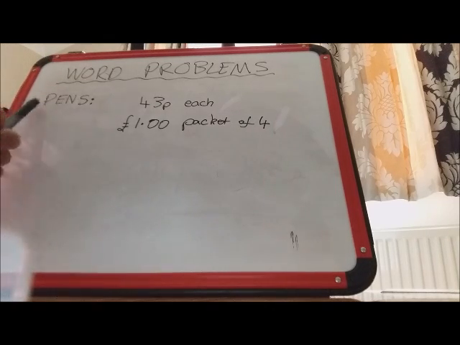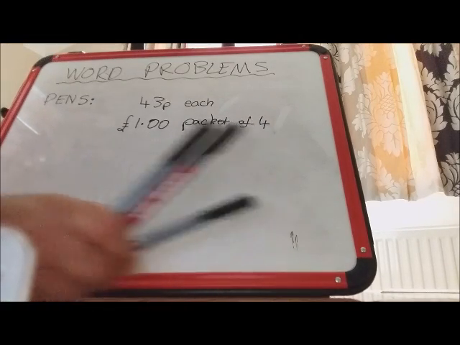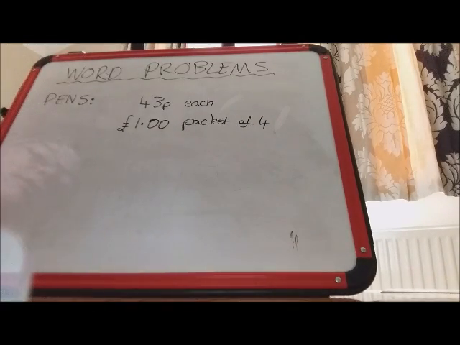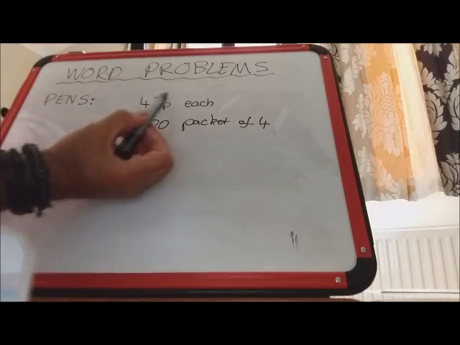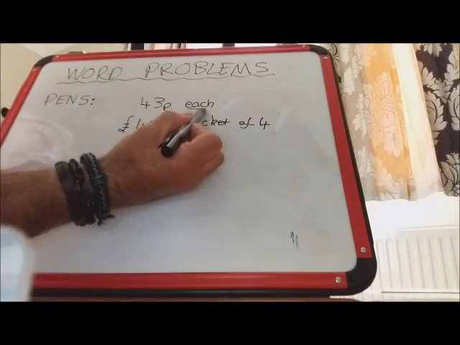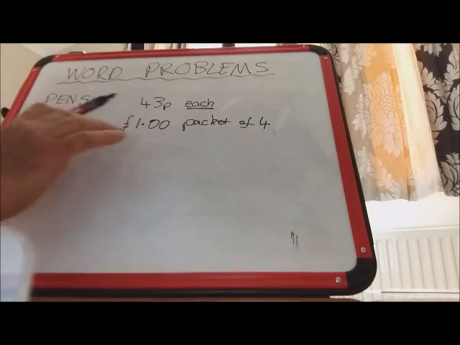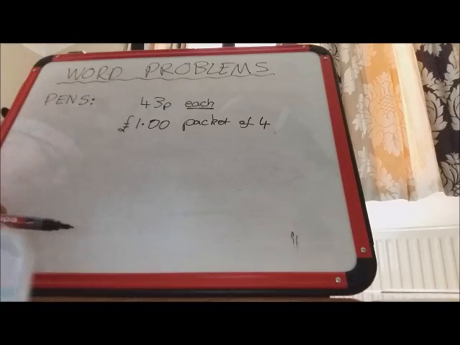Imagine you go to a shop and you want to buy some pens like these. You get a choice. You can either buy pens which are 43p each. So if you buy one pen, it's 43p. If you want two pens, it's 2 times 43, and so on.